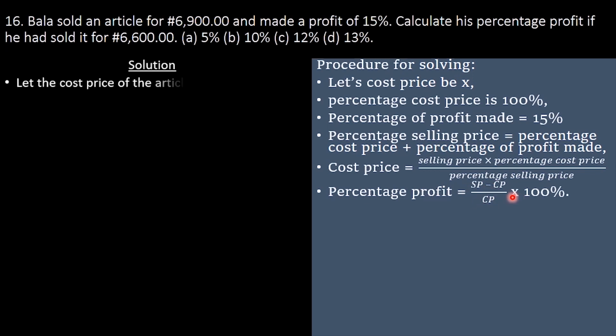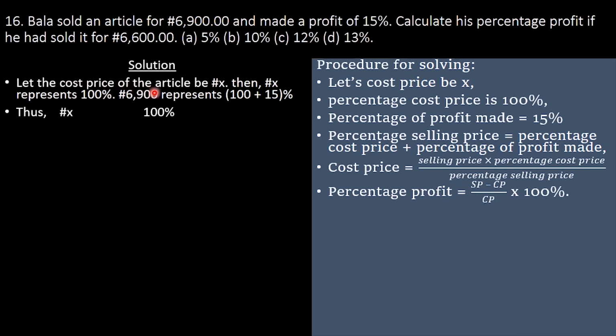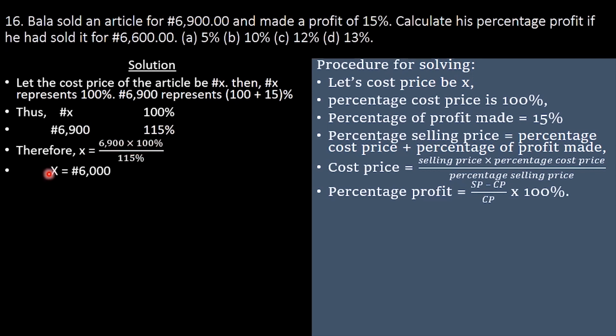We let the cost price of the article be x naira. Then percentage cost price will be 100%. The percentage selling price is equal to percentage cost price plus percentage of profits made. That is 100 plus 15% equals 115%. Now the cost price is equal to selling price multiplied by percentage cost price divided by percentage selling price. That is x is equal to 6,900 naira multiplied by 100% divided by 115%. Our x is equal to 6,000 naira.